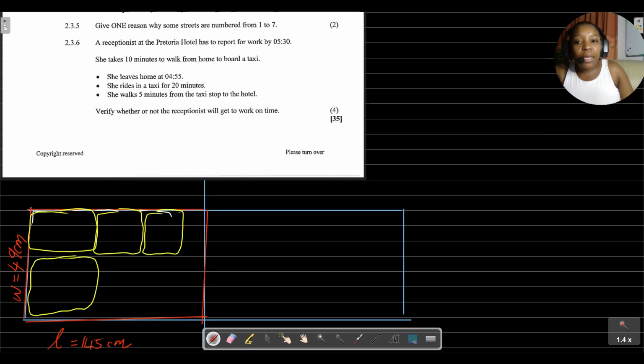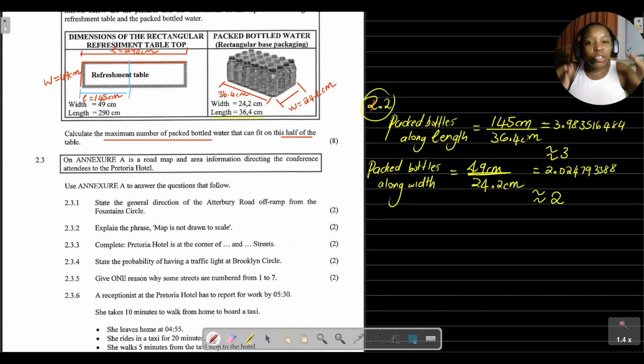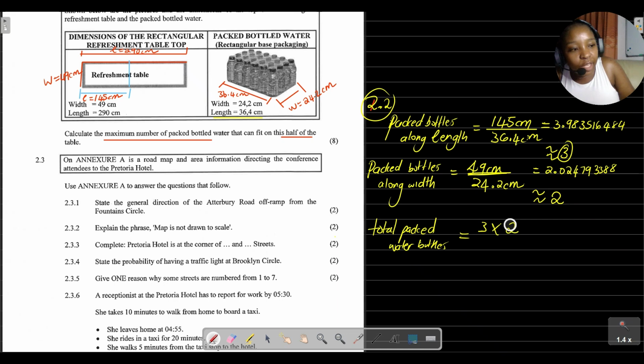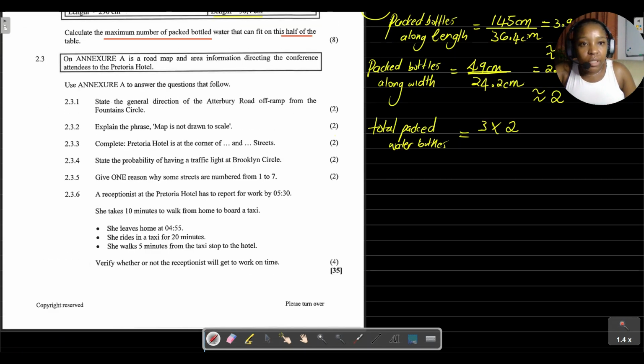So what does this mean? Along the width I can fit 2, along the length I can fit 3. So what's the total amount of packed water bottles that I can fit into this table? The total will be this 3 multiplied by that 2. Because do you see that we haven't finished packing there? We just filled in the 3 there. So we still need to complete the placing of these packed water bottles. So 3 multiplied by 2 gives us 6 packed water bottles.